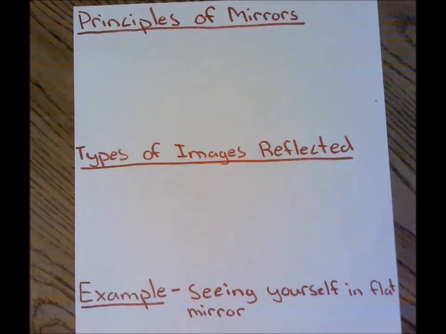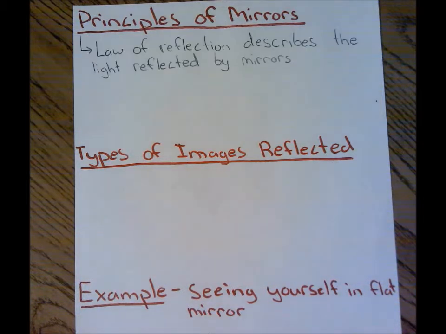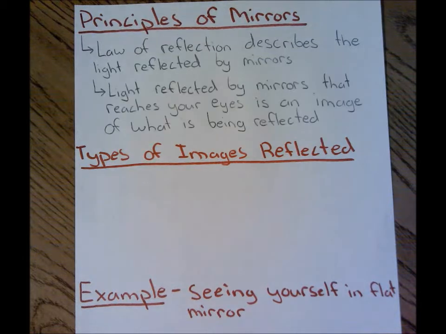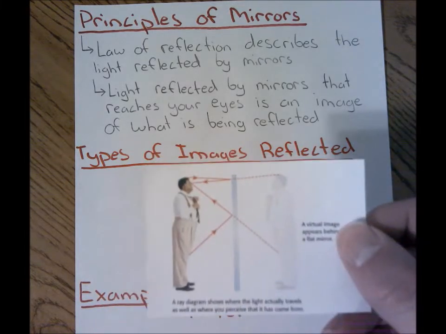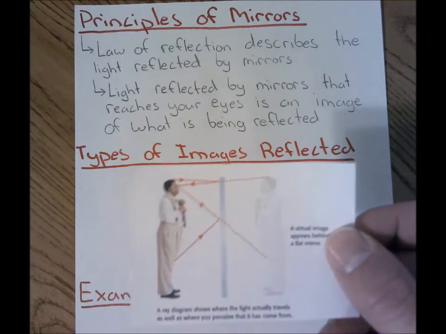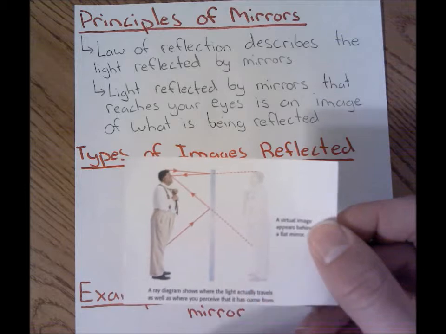First things first, we have some basic principles that we need to discuss about mirrors. Number one, the law of reflection is going to describe the light reflected by mirrors. Remember, the law of reflection stated that the angle of incidence is equal to the angle of reflection. And that's for those flat mirrors. Something to keep in mind is that light reflected by mirrors that actually reaches your eyes is an image of what is being reflected. The best way to think about the basics of mirrors is, once again, going back to this picture here, where you see the man standing in front of the mirror, and what he sees is that image. That's that reflected image that his brain is going to pick up.